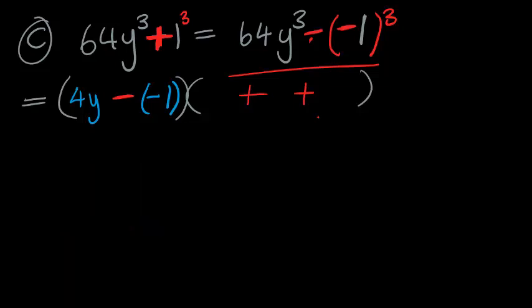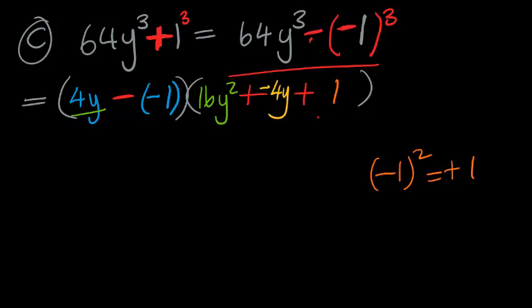Let's look at our second bracket. My first term is going to be 4y squared, so that's going to be 16y to the power of 2. And my last term is going to be minus 1 squared. So minus 1 to the power of 2, minus times minus is plus, 1 times 1 is 1. So that just becomes positive 1. In the middle, I'm going to say minus, I'm going to say 4y multiplied by minus 1. So that is going to become minus 4y, because what I said was 4y times minus 1.